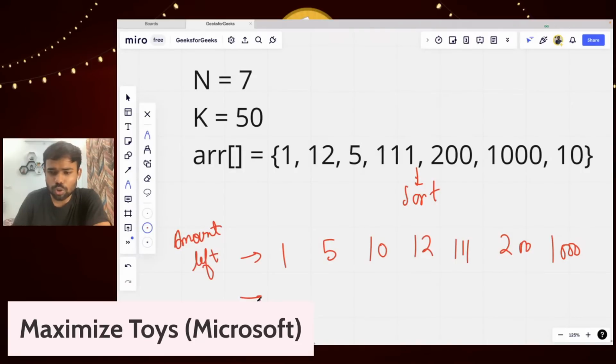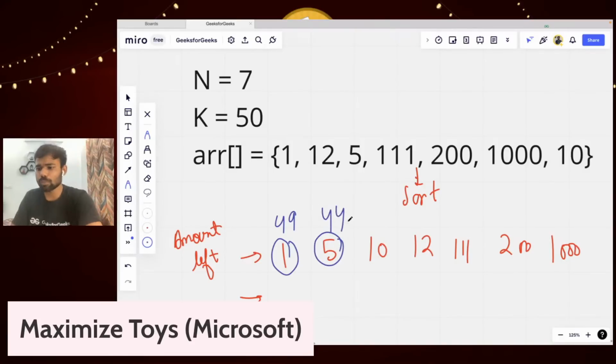So first you go, you have bought this toy. आपने toy खरीद लिया. What amount is remained? 49. Then you buy this 40. Yeah, recursion is also present. Recursion is also there, but there's no need of that. We will not complex it.